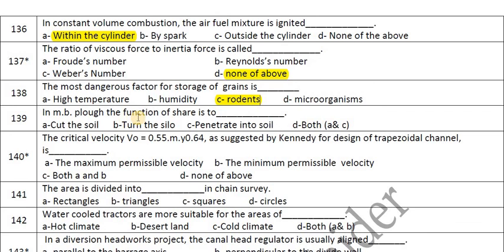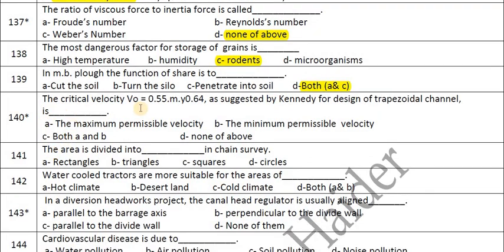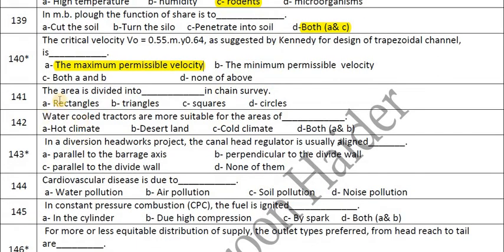In moldboard plow, the function of share is to turn, cut the soil, turn the soil, penetrate into the soil. So function of share is cut the soil and penetrate into the soil. So both A and C. Critical velocity ratio of 0.55 m as suggested by Kennedy for design of trapezoidal channel is the maximum permissible velocity.